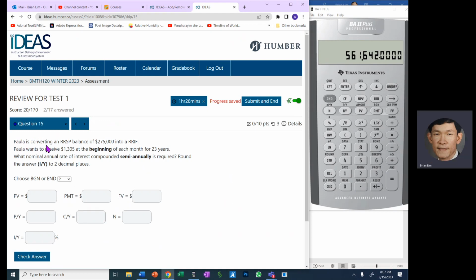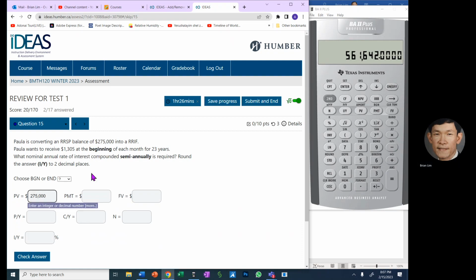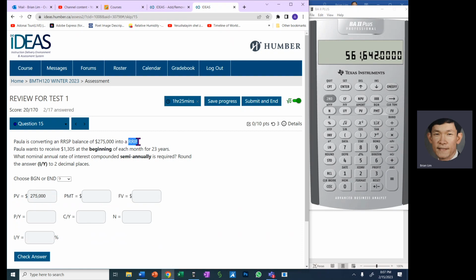Okay, Paul is converting an RRSP balance of $275,000. That would be what? Well, that would be a present value, right? Yeah. Into an RRIF, Registered Retirement Income Fund. So this was the Registered Retirement Savings Plan. Now it's time to receive income.